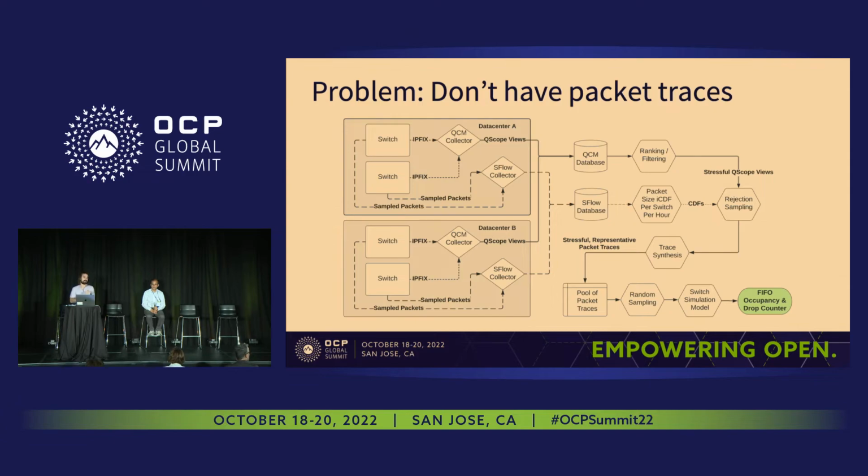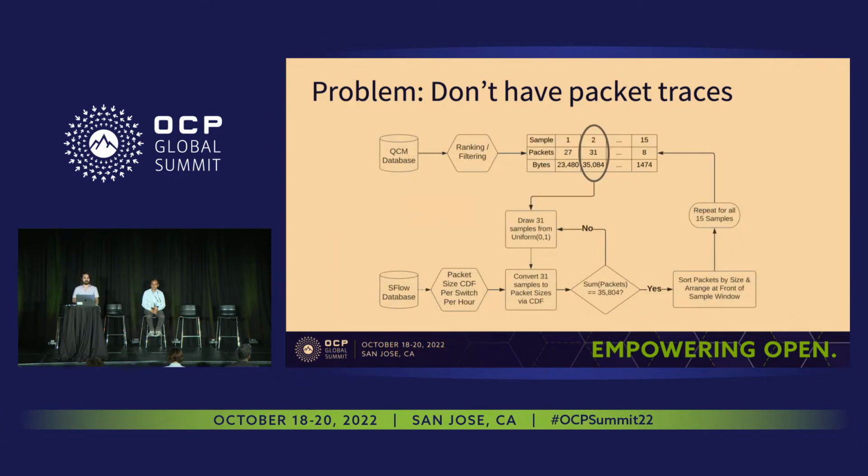But basically, we collect both the long timescale packet size distribution along with these QCM samples. And we use a rejection sampling process to convert these samples of number of bytes and number of packets into a set of packets, like actual packets on the wire that might have occurred to cause that number of bytes with that number of packets. The way we do this is, if you have 31 packets and 35,804 bytes in a sample, you just keep drawing samples of 31 packets from the overall packet size distribution until you get a sample that adds up to the right number of bytes. It's a very stupid but very effective sampling process that gives you a representative sample that could have generated that.